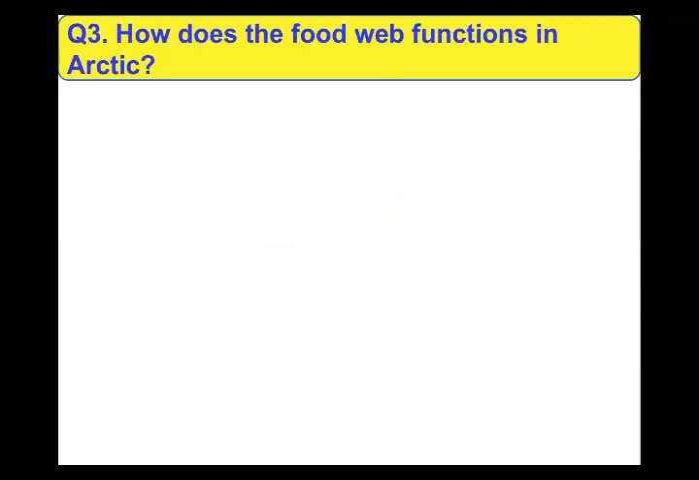How does the food web function in the Arctic? We generally see either the oceanic ecosystem or the terrestrial. Did you know that?